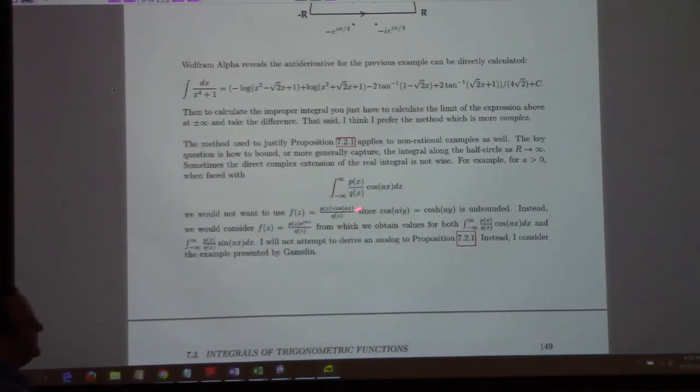Now, you can also do integrals like this, where you have p of x over q of x times a cosine. All right? And there's another bag of tricks for that. Let me go on here.